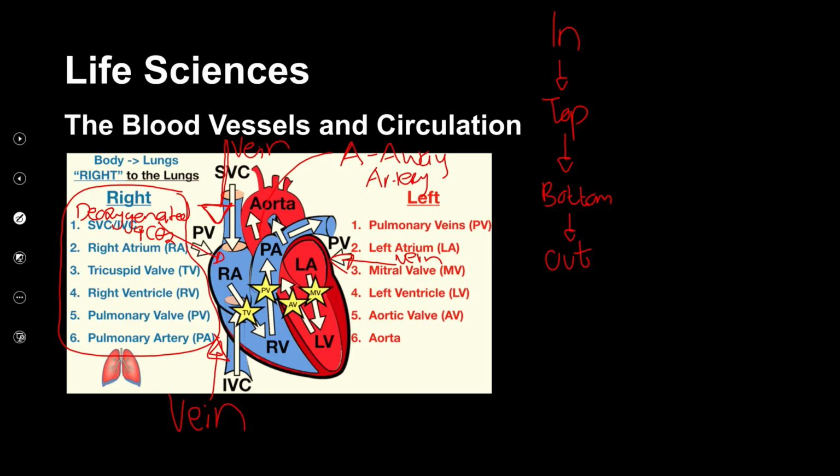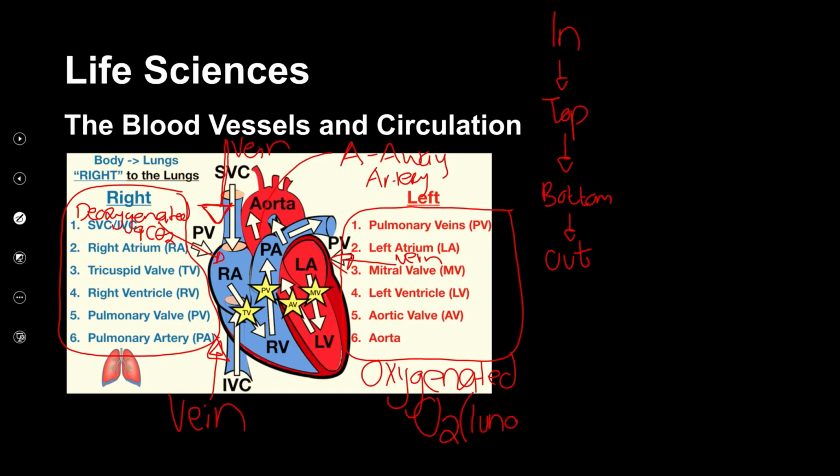You will notice on the left-hand side, we often use red. And what does red tell us? Red tells us that it's oxygenated blood. What do we mean by oxygenated? We mean that the blood is rich in oxygen. So where has it come from? The lungs.